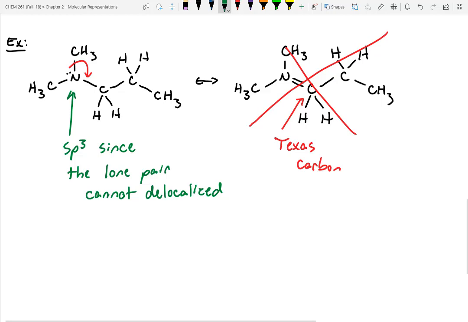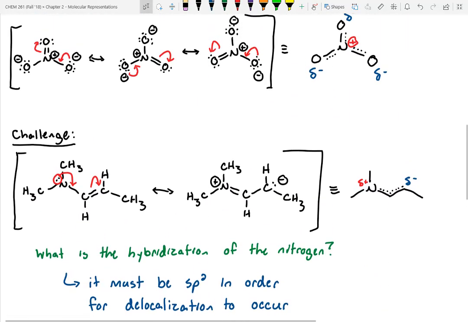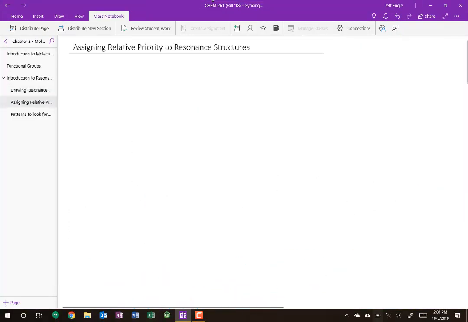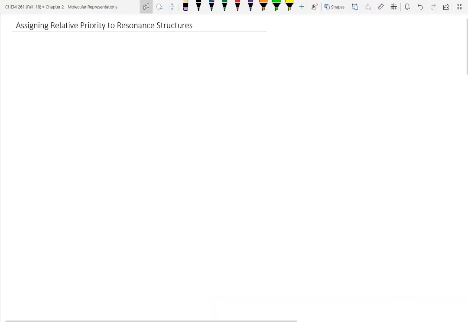All right, so like I said, not all resonance structures are equal. When we went up and we saw nitrate, we said they were equal, but with the one below it, the challenge problem, we said they weren't equal. So let's try to come up with some sort of system for predicting what's the most important resonance structure. I've got a set of rules that are pretty simple to follow. So the first one is full octets take priority.